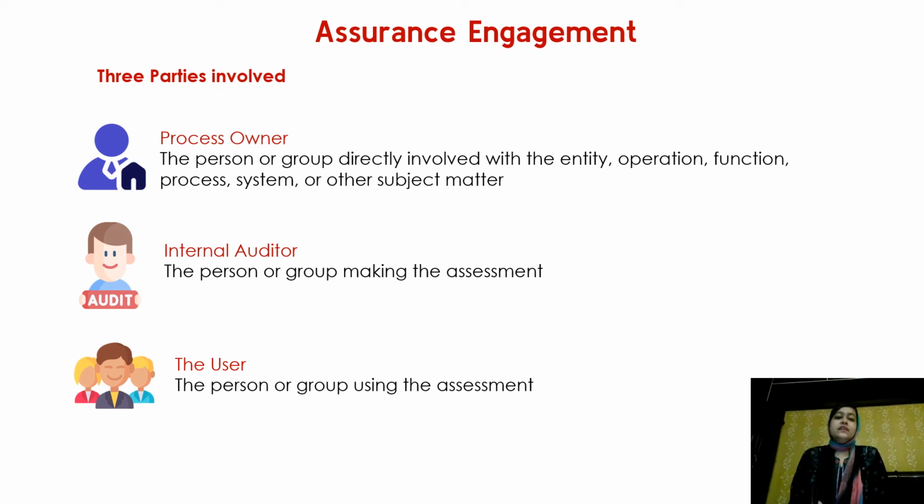Now come to the point: how many parties are involved in assurance and consulting engagements? In an assurance engagement, basically three parties are involved. They are the process owner, the internal auditor and the user group. Process owners are the person or group directly involved with the entity, operation, function, process or system. That is, who is being audited, or the subject matter of the audit, is the process owner. The internal auditor is the person or group making the assessment, and the user is the person or group using the assessment. Basically, senior management, the board or the audit committee come under the purview of the user group.